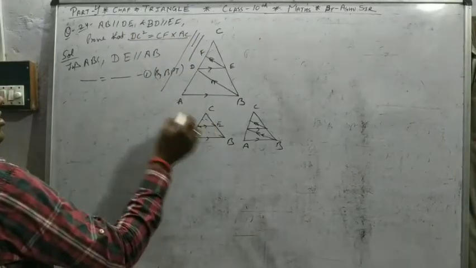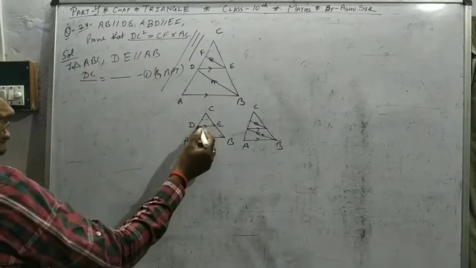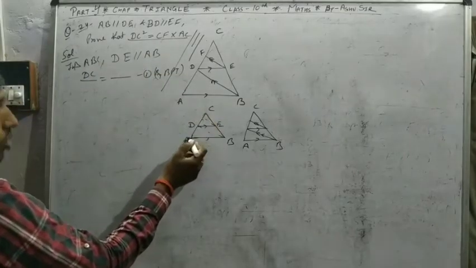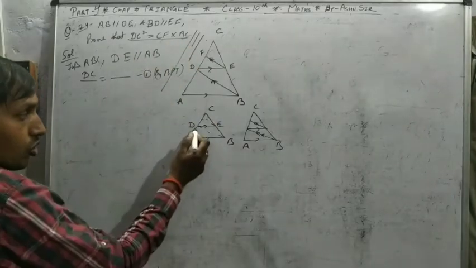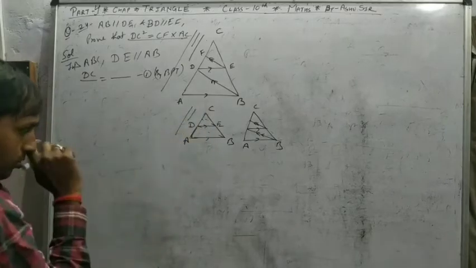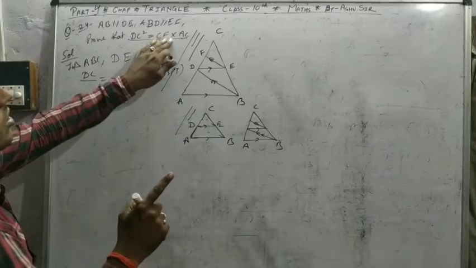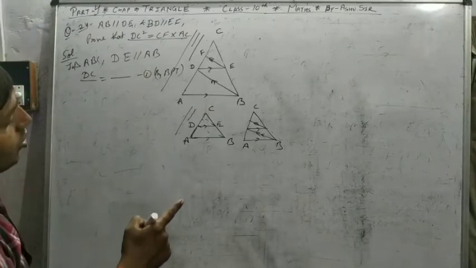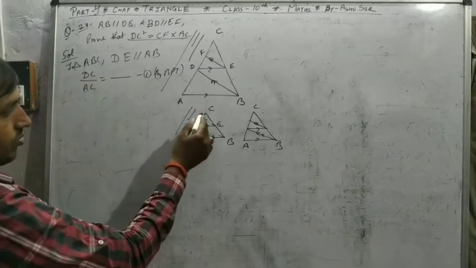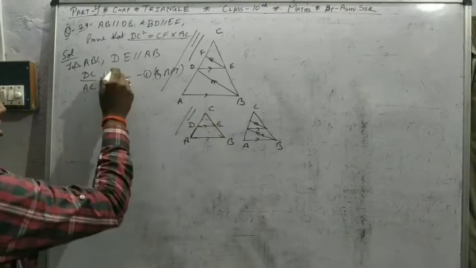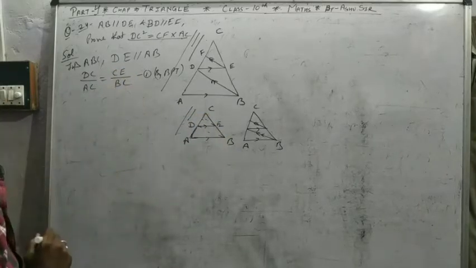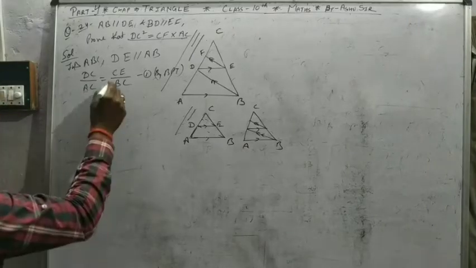We want DC, so DC is the first part, and then we want AC. This is the whole part. We don't want AD. DC first, AC whole. So according to my proving, we write DC upon AC. So on the right side CE upon BC. Equation first.